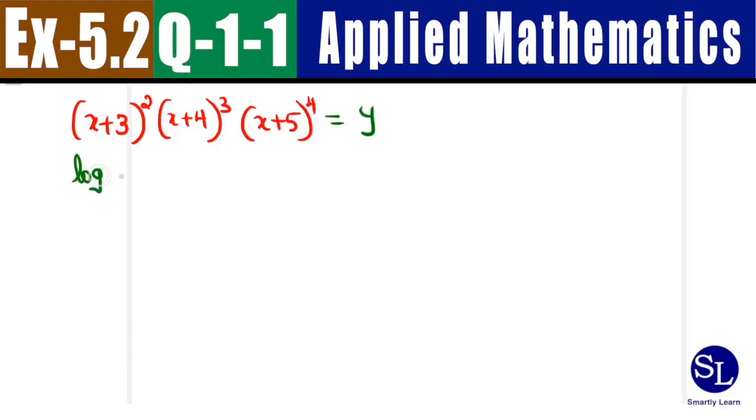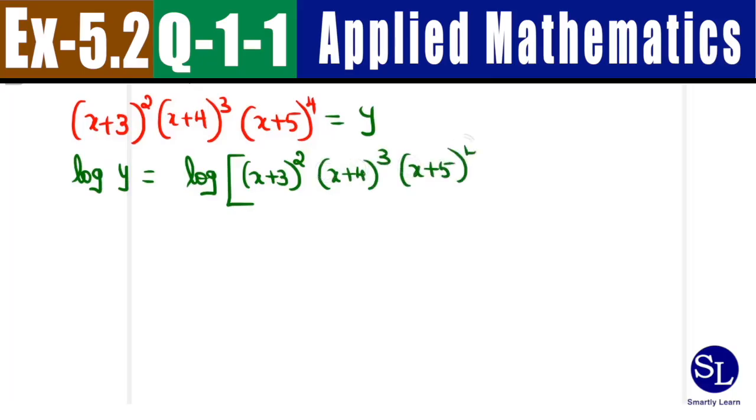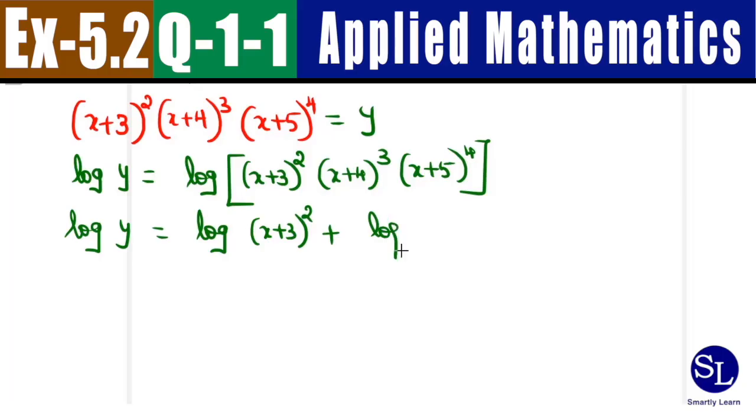So log y is equal to log of this particular expression, which is (x plus 3) the whole squared into (x plus 4) the whole cube into (x plus 5) the whole power 4. So now we know that according to logarithm rules, log of ABC is log A plus log B plus log C. So I'm splitting this as log of (x plus 3) the whole squared plus log of (x plus 4) the whole cube plus log of (x plus 5) the whole power 4.